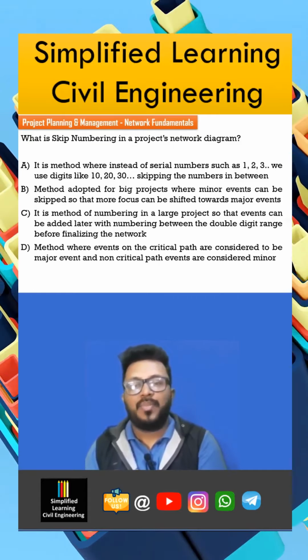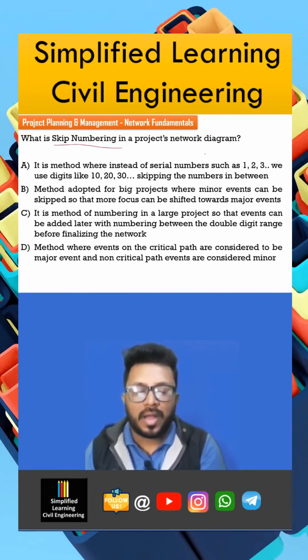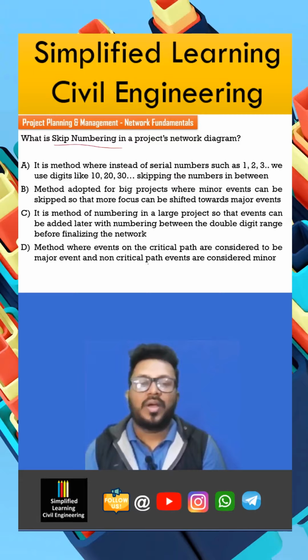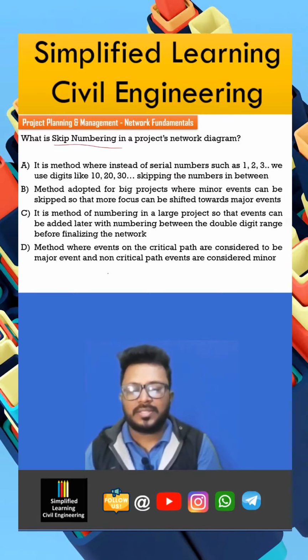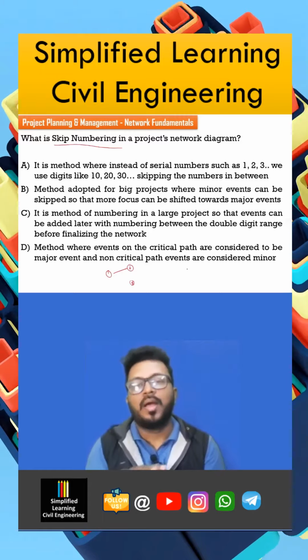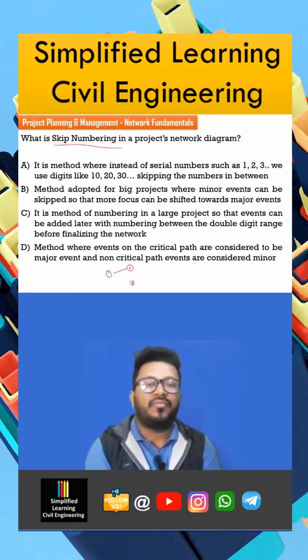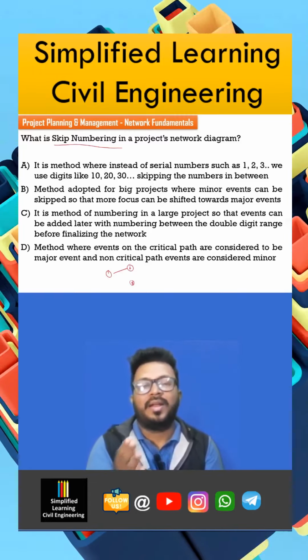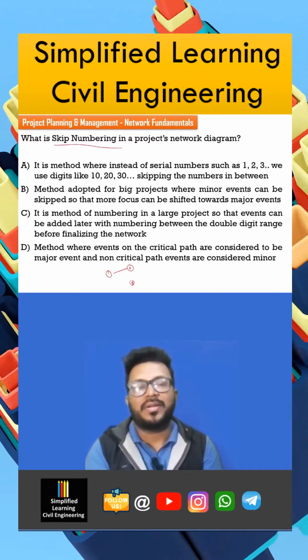Okay, what is skip numbering in a network diagram? Whenever we are looking at a network diagram, it generally starts with, let's say, 1, then 2, 3, and 4, and so on. But if the project is large and we come to know later in the project that some activities or events need to be added.